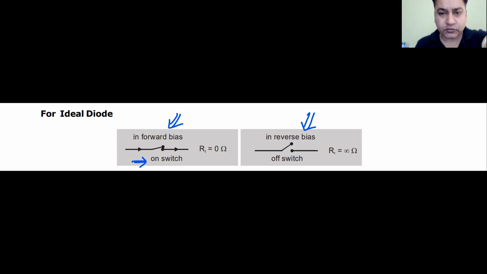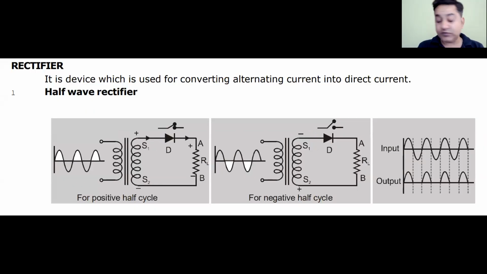Then, uses of this junction diode. We have seen one use already. What is that one use that we have seen just now? The PN junction diode can be used as a switch. Forward bias, it is an on switch. Reverse bias, it is an off switch. We understand this? Then the next use is rectifier.